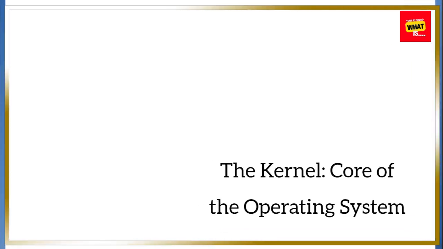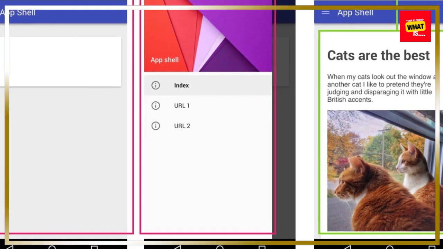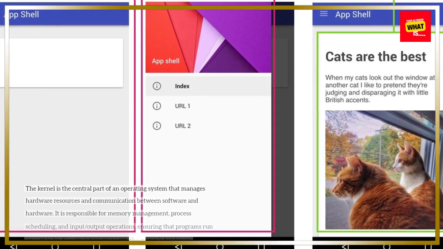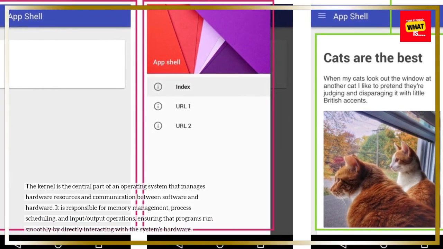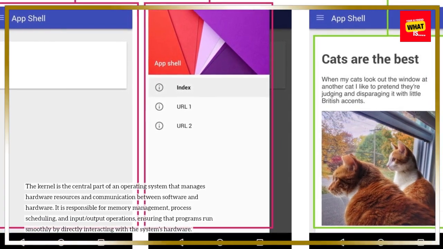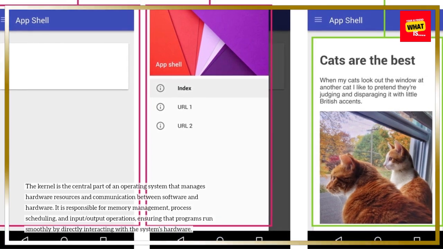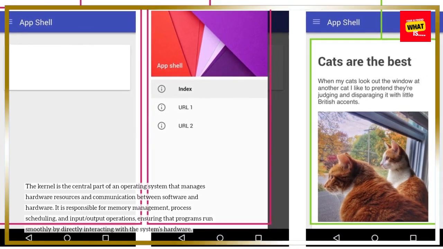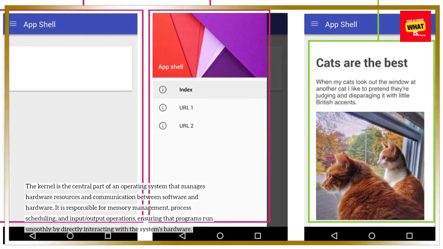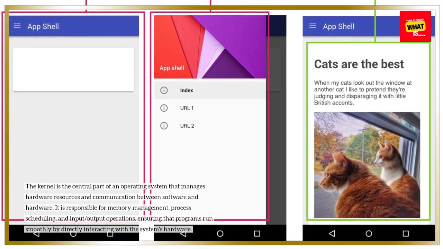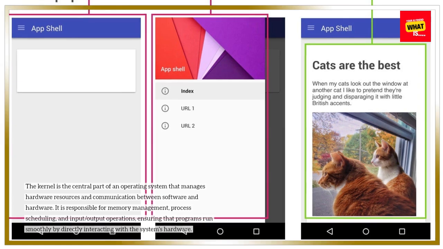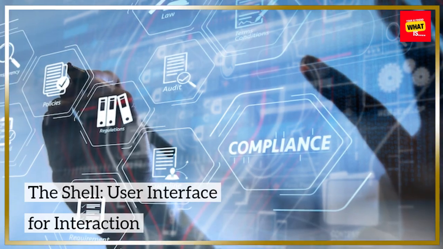The kernel. Core of the operating system. The kernel is the central part of an operating system that manages hardware resources and communication between software and hardware. It is responsible for memory management, process scheduling, and input-output operations, ensuring that programs run smoothly by directly interacting with the system's hardware.